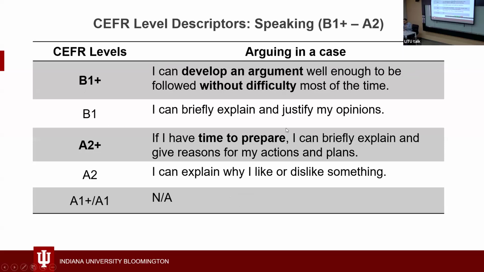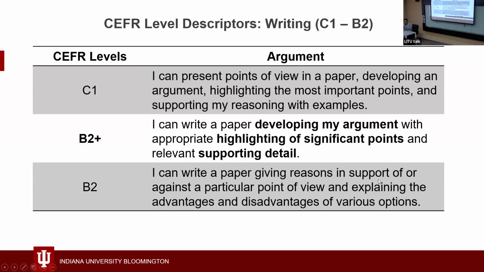B1, not B1 plus: explain and justify my opinions, and if I have time to prepare, I can briefly explain. So you need time to do that. For arguing, that's A2 plus. And then at A1 level, they cannot do any arguments. And if I can explain why I like or dislike something, that's A2.